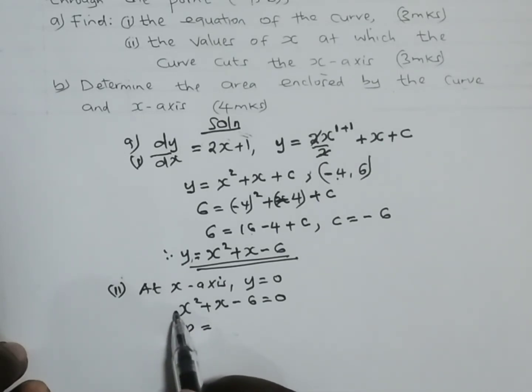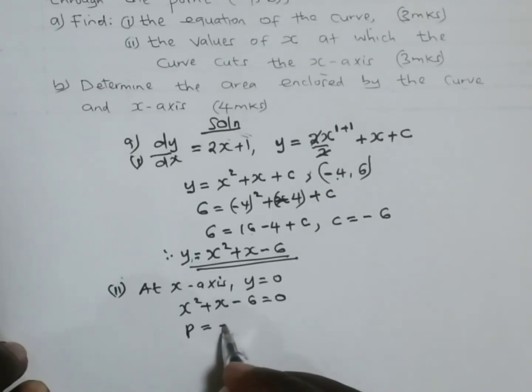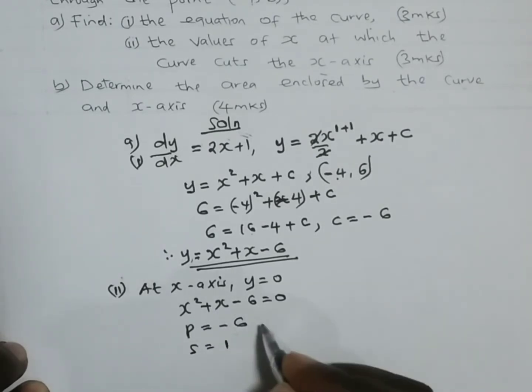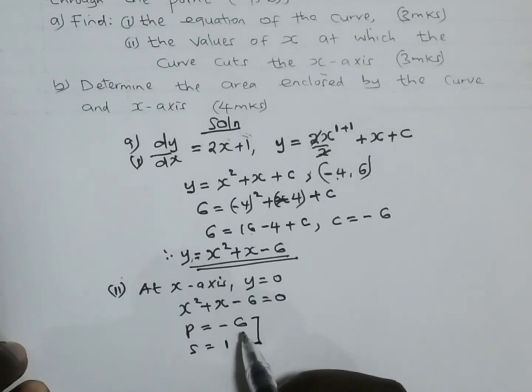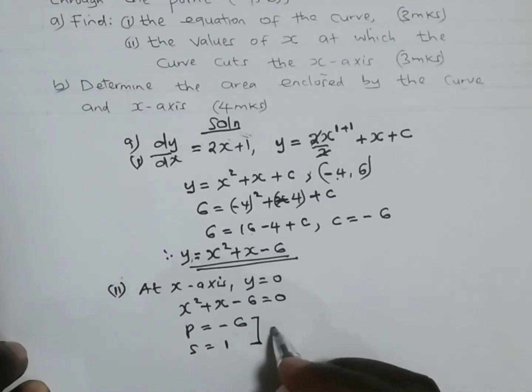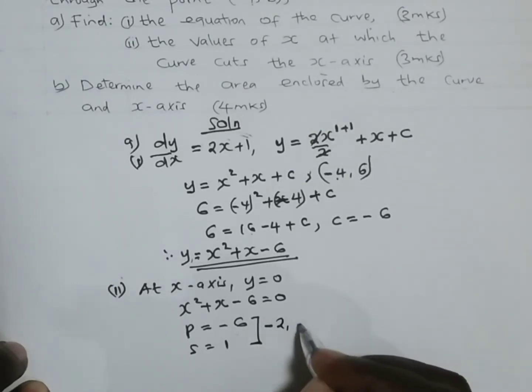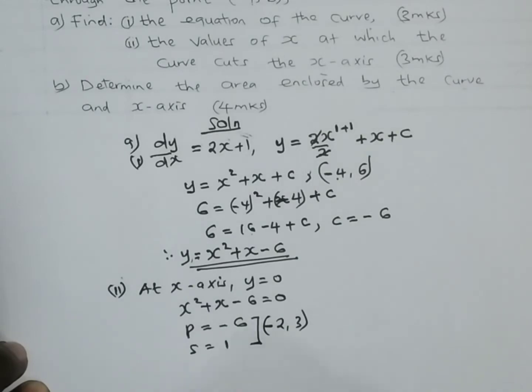The product is going to be equal to the coefficient of x squared, which is 1, times minus 6, giving us negative 6. Then the sum is going to be equal to the coefficient of the linear term, which is positive 1. We need two numbers whose product is negative 6 and their sum will give you positive 1. The two numbers will be negative 2 and positive 3, such that negative 2 times positive 3 will give you negative 6. Negative 2 plus positive 3 will give you positive 1.